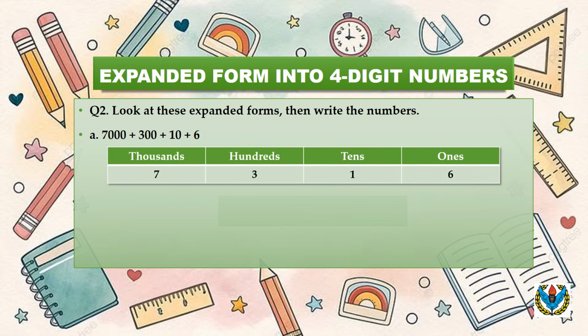We are going to place 6 in ones column, 1 in tens column, 3 in hundreds column, and 7 in thousands column according to their respective place values. So from here we can sum up all the values which gives us the answer that is equal to 7,360.